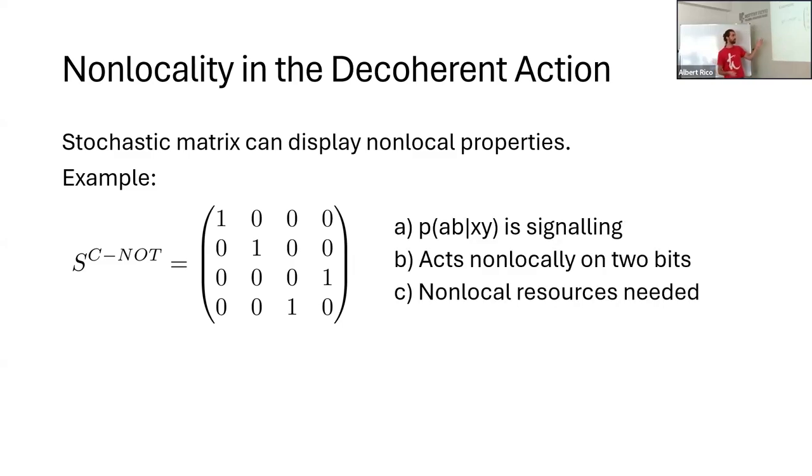And this nonlocality can be seen with two parameters. One is that this probability is actually signaling from one side to the other. Second one is that it acts non-locally. And the third one is that non-local resources are needed in order to implement these with two distances.